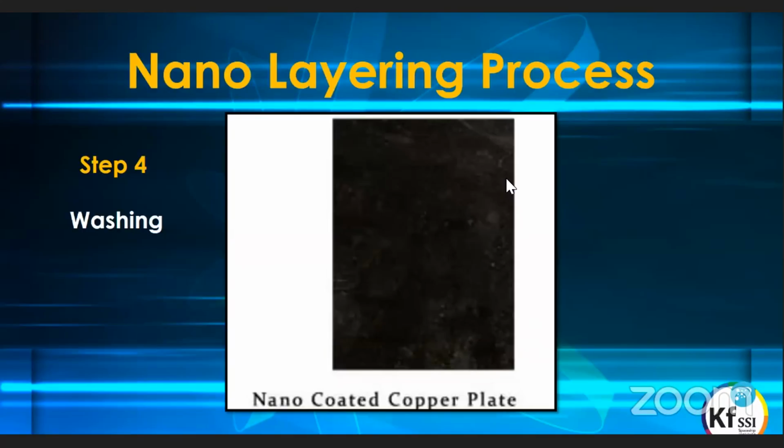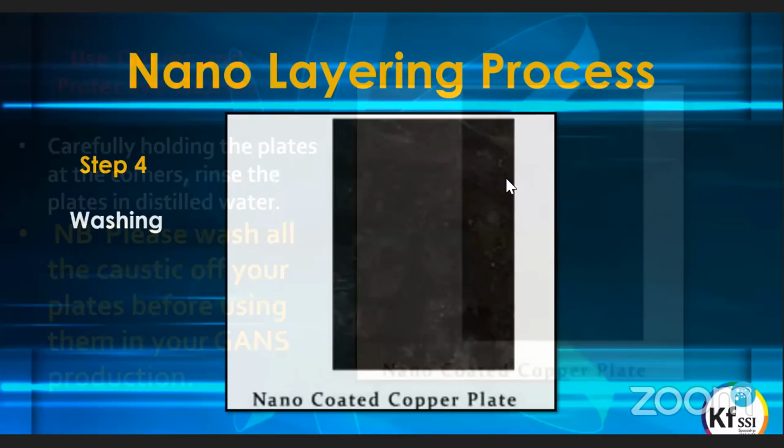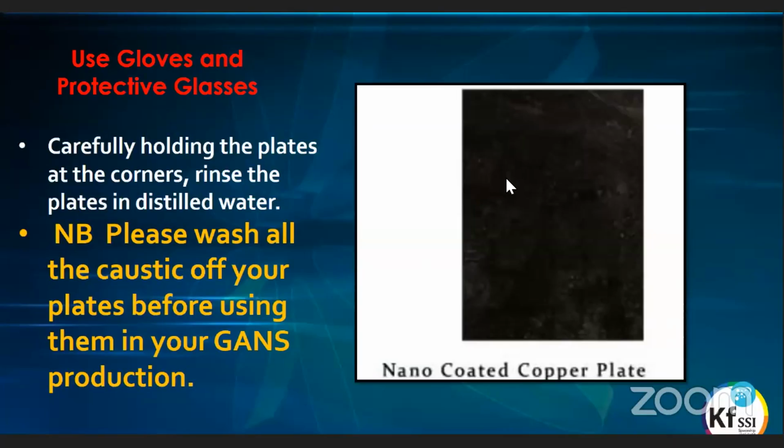And then washing: when you finish that process, carefully hold the plates from the corners and just rinse them gently with some distilled water. And please, particularly when you're going to be using them for Gans production, wash all that caustic off your plates before using them in that Gans production. Otherwise, you're going to introduce the caustic into your Gans. So they must be washed before use.